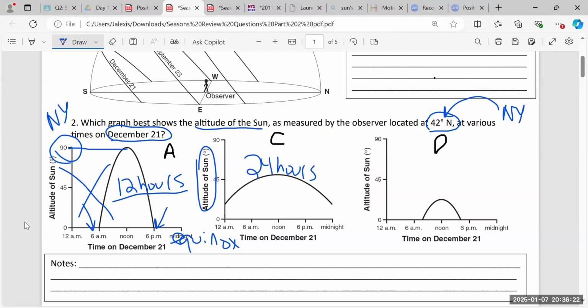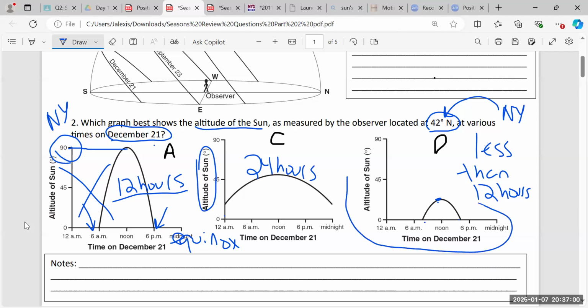Now, when I'm looking at D, number one, it has less than 12 hours of daylight, and the noon sun does not reach 90 degrees. These two things work out for me as to why the correct answer is D. The sun is up for less than 12 hours, and the noon sun does not touch 90 degrees. So that's why D is the correct answer.